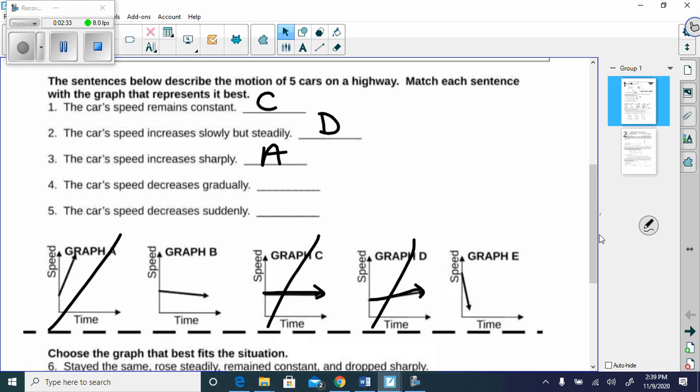Okay, Colton. Number 4. Good. It says that the car speed is decreasing gradually. That would be B because it's barely going down. Which means if it's decreasing subtly, we must be looking at graph. Good. Good job.